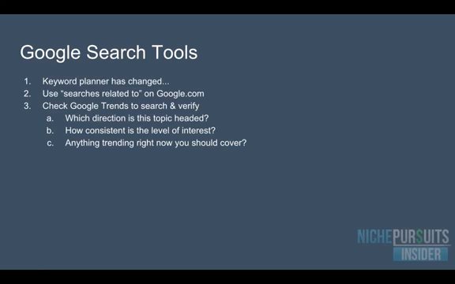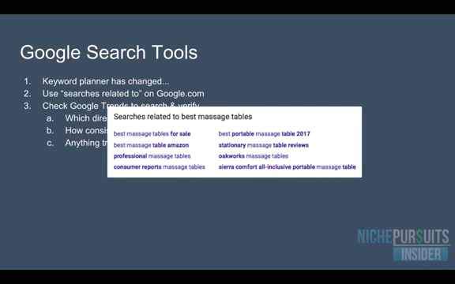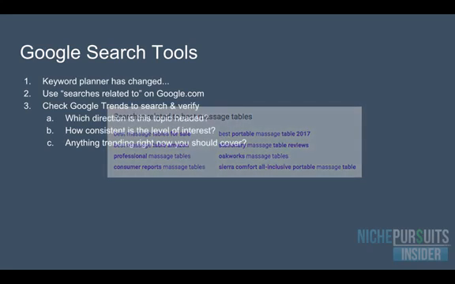Then you can also use searches related to on Google. This is something you've probably seen just using Google as a user, where it'll give you, down at the bottom of the page below your results, some other common suggestions related to whatever you just searched. Sometimes you'll find stuff there that you won't find in the Keyword Planner and other places, so it's also just a good free place to look for ideas.